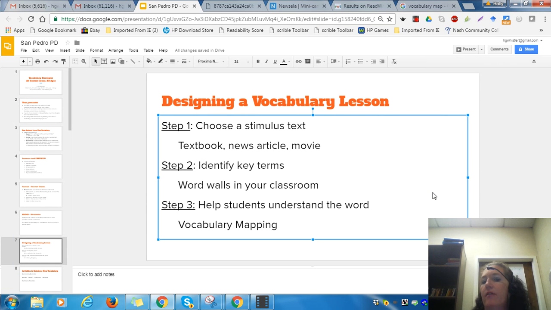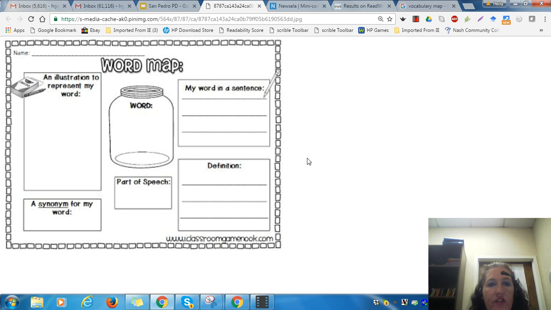All right, now that you guys have your vocabulary, the next thing that we want to do is help students understand the word. And we are going to use vocabulary mapping for that. This is one of my favorite vocabulary maps, and it allows the student to access the word using various strategies.